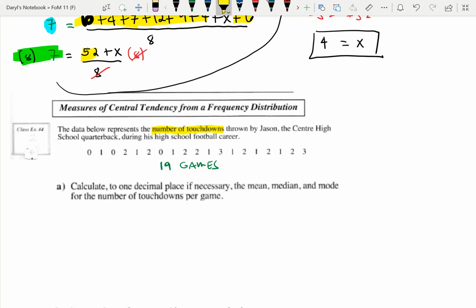So the first question is, calculate to one decimal place, if necessary, the mean, median, and mode for the number of touchdowns per game. So you're going to solve for the mean, the median, and the mode. Again, this pertains to the number of touchdowns. So solve for the mean.